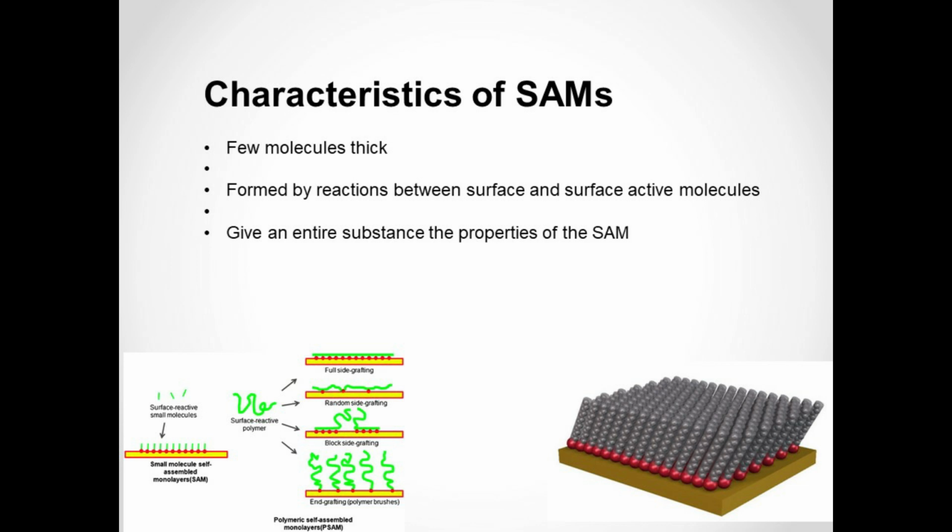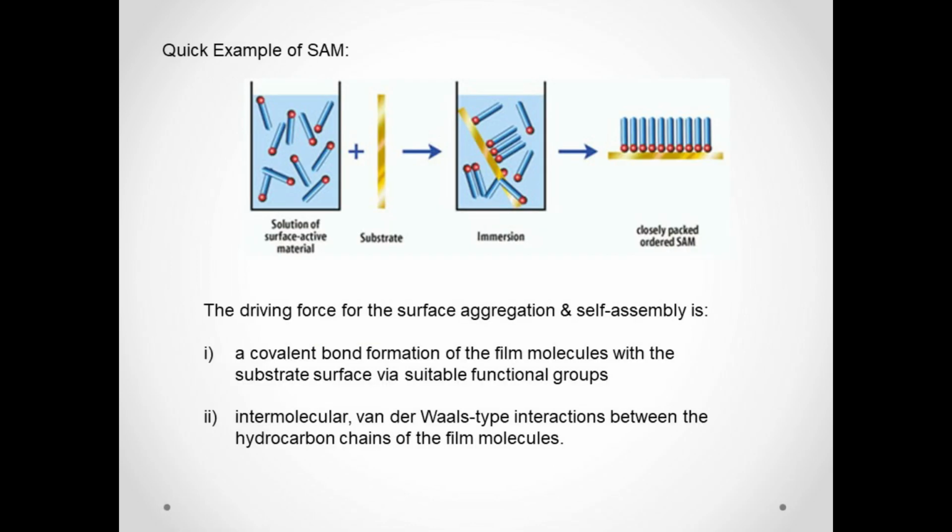And then there's another diagram on your left side. You can see the polymeric assembled monolayers. It doesn't have to be one particular layer. It can be random, it can have a block side, it can be just one or two grafting. But these layers have their function.